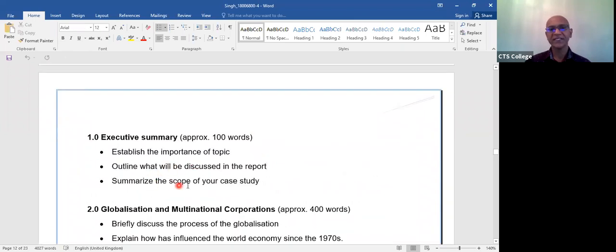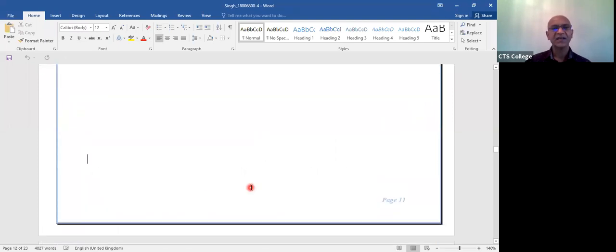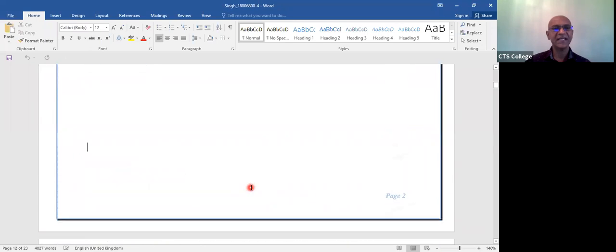The scope of your report, remember this? And this was clearly indicated by the university that you should see. What does the scope mean? The scope means the limitations of your study, and how would we address that? How would we address that in your executive summary?